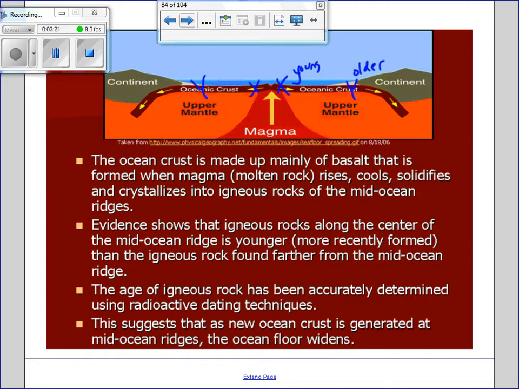Now, how do they do this? How do they find the age of the rock? They use something called radioactive dating. We will discuss that in Unit 5, so we're not to that right now.